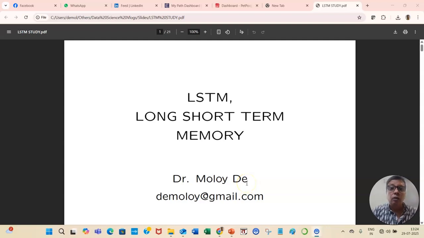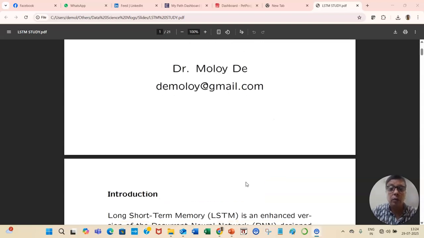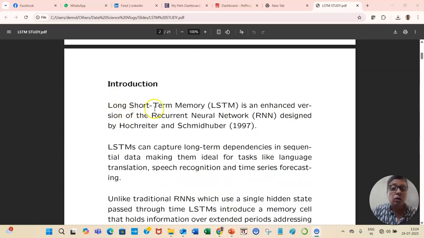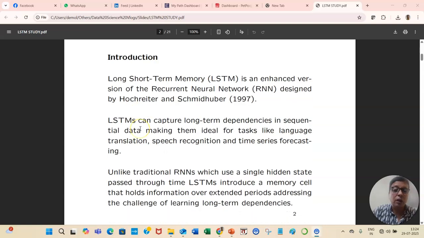Good day, friends. Today we will be talking about LSTM, long short-term memory, a special type of neural network, and an evolution from RNN, recurrent neural networks. To start with the introduction, long short-term memory (LSTM) is an advanced version of the recurrent neural network designed by Hochreiter and Schmidhuber in 1997. LSTM can capture long-term dependencies in sequential data, making them ideal for tasks like language translation, speech recognition, and time series forecasting.